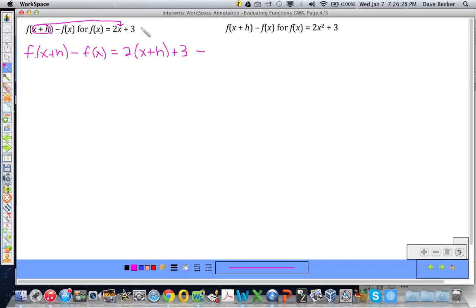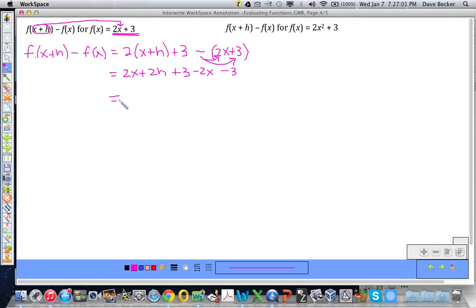minus, well, what's the f of x? It's minus f of x. What is f of x equal to? It's equal to 2x plus 3. So I'm going to subtract 2x plus 3, and don't forget the parentheses. Okay? So then I would simplify this, so that would be 2x plus 2h plus 3 minus 2x, distributing the negative, and that goes to the 3 as well, minus 3.